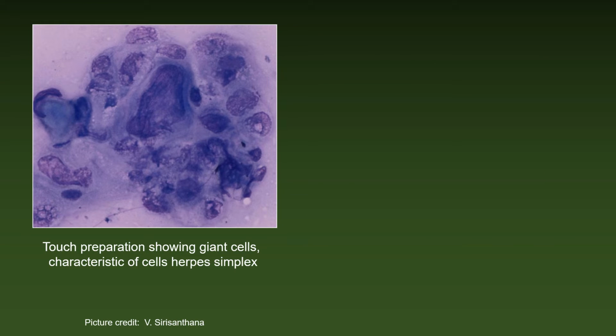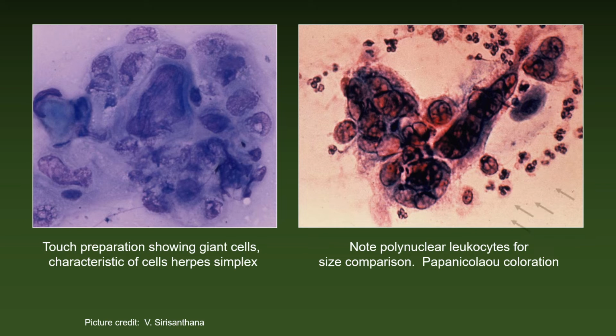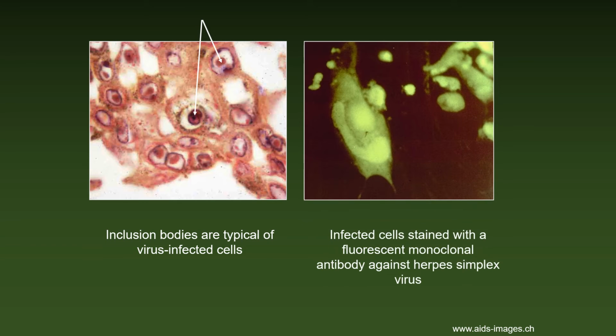Touch preparation showing giant cells, characteristic of herpes simplex. Note polynuclear leukocytes for size comparison in this Papanicolaou coloration. Inclusion bodies are typical of virus-infected cells. Herpes-infected cells stained with a fluorescent monoclonal antibody against HSV. This concludes the presentation on herpes simplex.